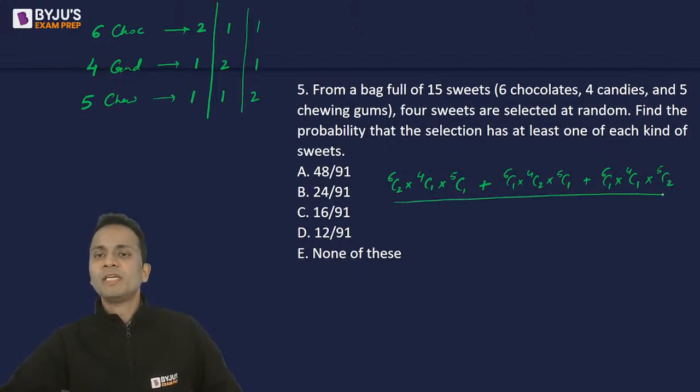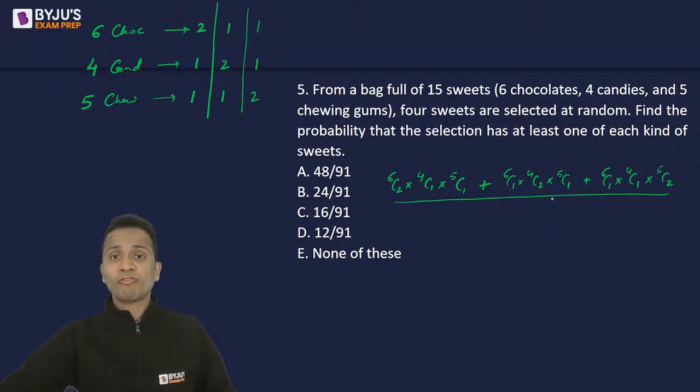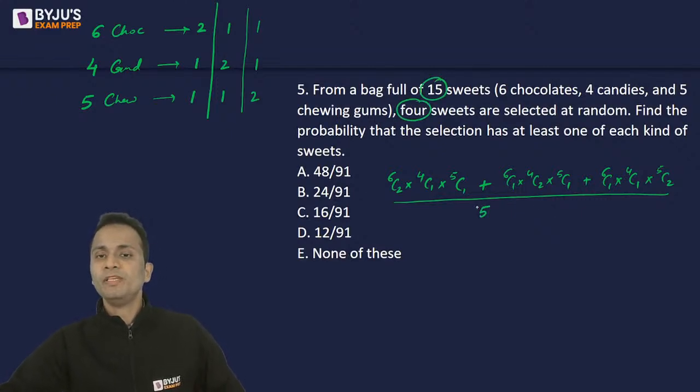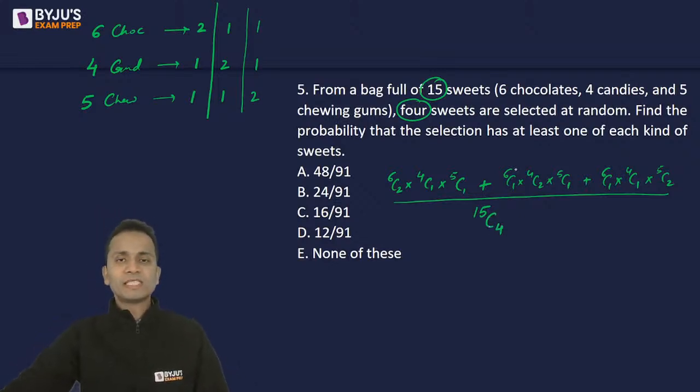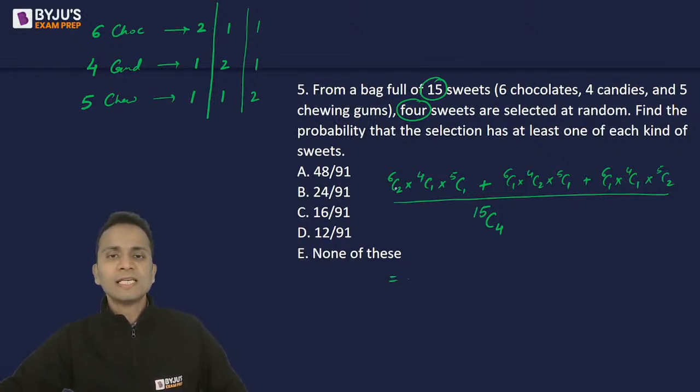Now, to calculate the probability, I'll divide it by the total number of cases. So out of 15 sweets, we are selecting 4. So denominator will be 15C4, right? Now, if you will simplify, you will get your answer. So let's do the simplification.